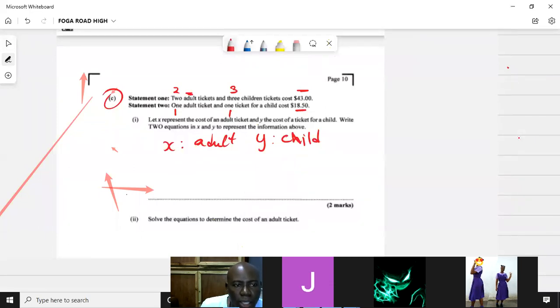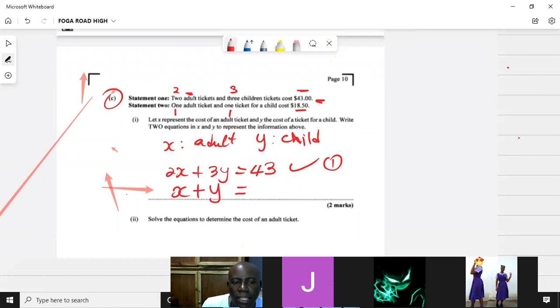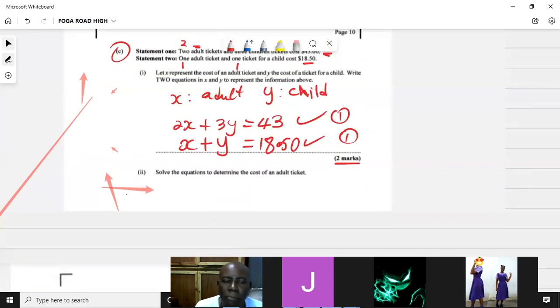All you have to do is say, okay, 2 adult tickets, that's 2X, plus 3 children tickets, plus 3Y. And I had to pay how much? $43 for it. That's 1 mark already. Then 1X, which I'm just going to say X, plus 1Y, and it cost me $18.50. That's the next one. And I get another 1 mark, hence 2 marks. That is all you have to do to get your 2 marks, guys. It's CXC, and normally I would say CXC easy. So you get 2 marks right there after reading and putting it back.